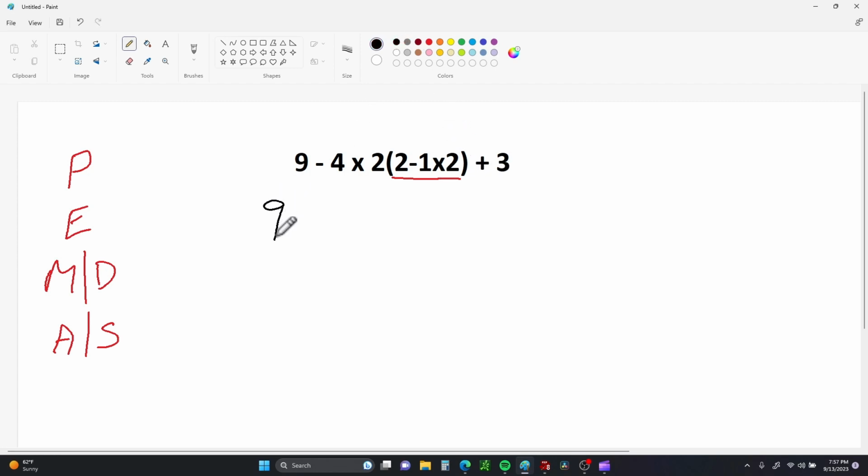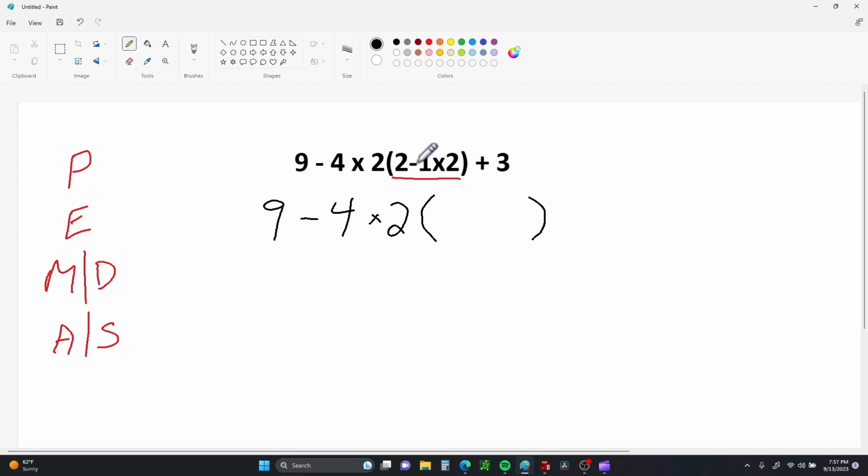So I have the 9 minus 4 times 2. And this x is not a variable as in algebra. It does mean multiply here. And then over here, the parentheses, I have to put the parentheses here because there's two operations inside there, and I have to do both of these operations before I reset and then go do anything else on the outside.